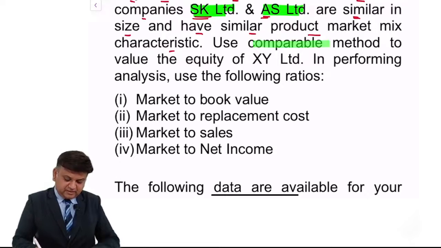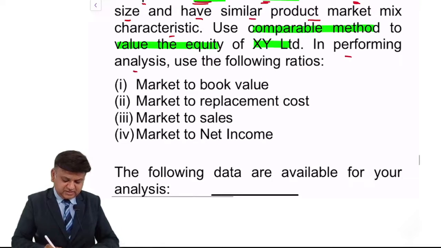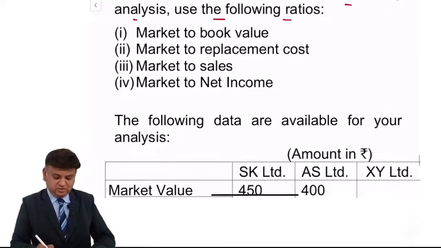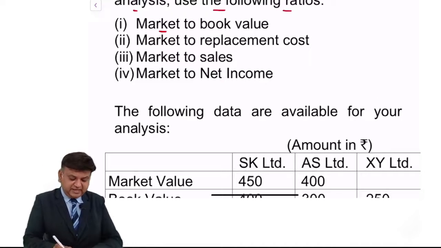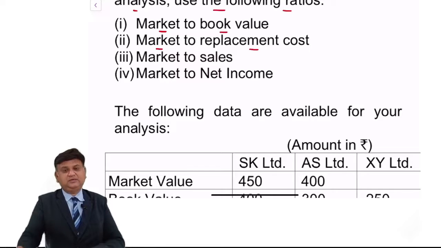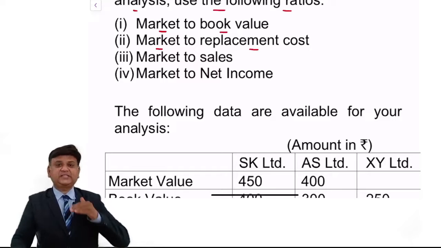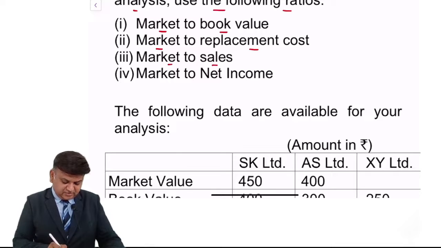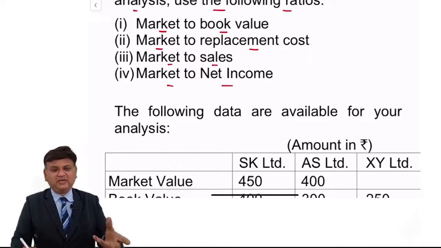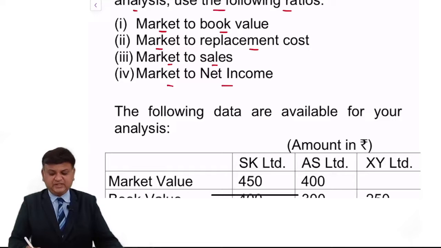Use the comparable method to value the equity of XY Limited. In performing the analysis, use the following ratios. So we are required to do the valuation using the market to book value approach. Market to replacement cost means if we were to build such a company once again, what would be the cost. Market to sales, market to net income. Market to net income is the same as the price earning ratio.